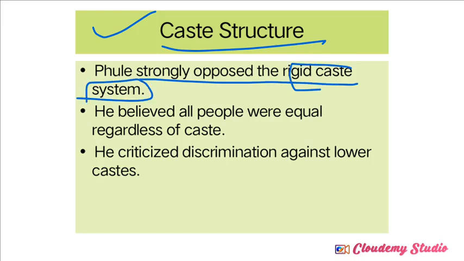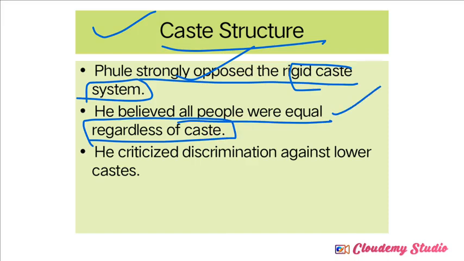The caste system especially we can observe in society, right? Different castes, different practices, rigid practices, and discrimination by higher class people against lower caste people. These are rigid caste systems, no? So he strongly opposed that. The caste system should not be followed in Indian society. His concept was the same. He believed all people were equal regardless of caste.